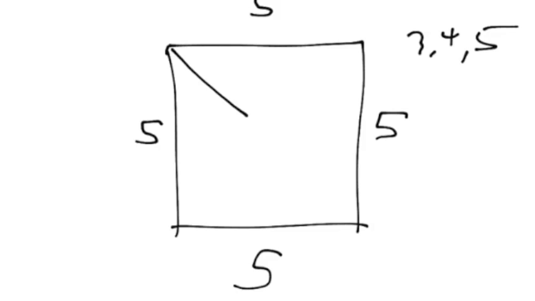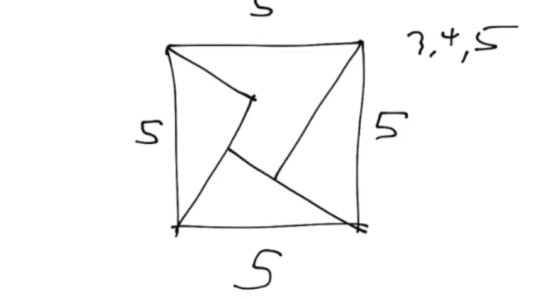So let's say that we just put one of the 3 by 4 by 5 triangles here. We put another one here. We put another one here. And the last one goes here. And look, it fits perfectly. And that's how we would do it.